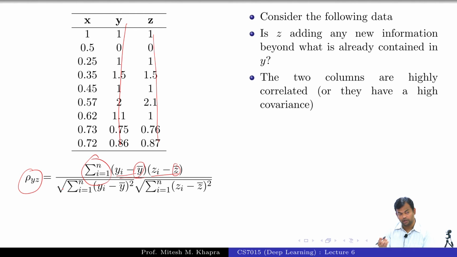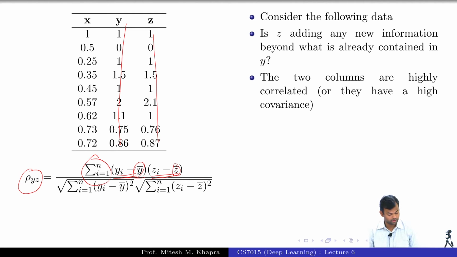Now when would all the terms be positive? Whenever Y is above the mean, Z is also above the mean, right? Therefore this quantity is positive, this quantity is positive. Whenever both are below the mean, again the product would be positive. But when one is above the mean and the other is below the mean, then something is going wrong there, and in that case you will have a negative term. So you get the intuition?